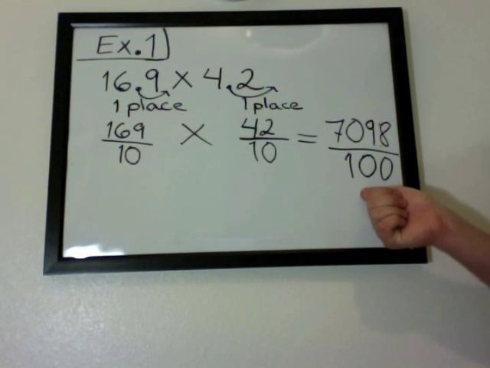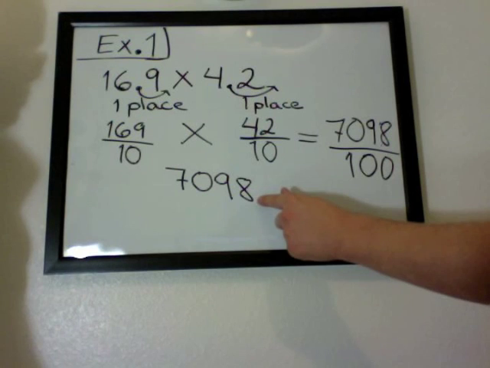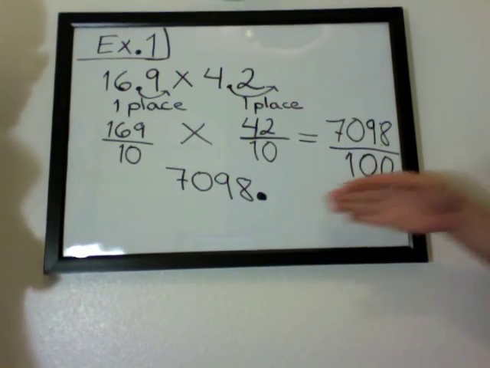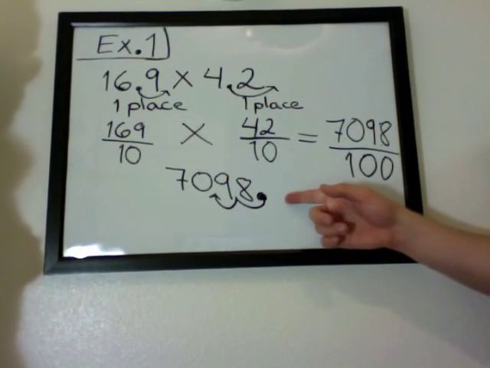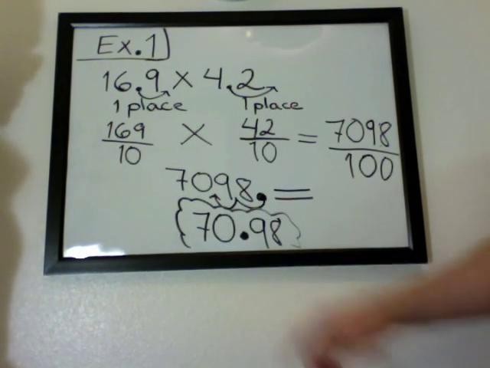Now we change this fraction back into a decimal. So take the top number, and remember we have a decimal here, and since it's over 100 and it has two zeros, we'll move the decimal two places. So this would equal 70.98. And this is our answer.